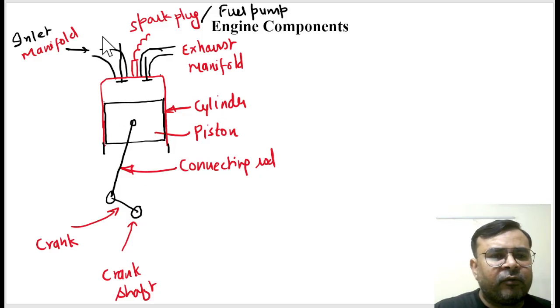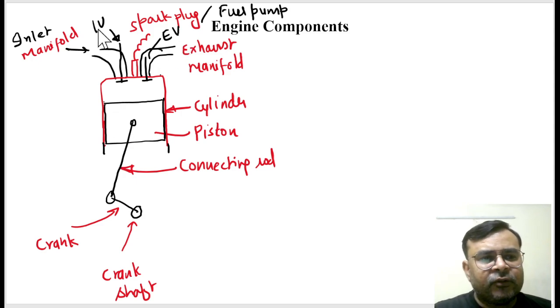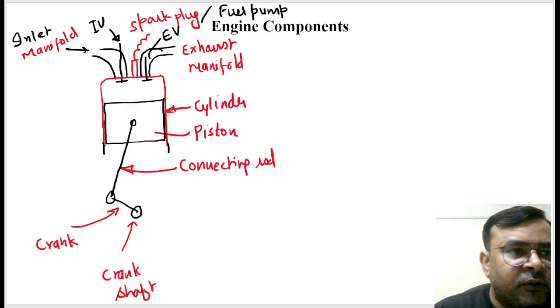And of course, these are valves. So this is inlet valve in short, and similarly, this is an exhaust valve. It can be represented by EV. So this is an inlet valve which is represented by IV, and exhaust valve which is represented by EV. Correct. So these are the important components of IC engine. Are you getting my point?